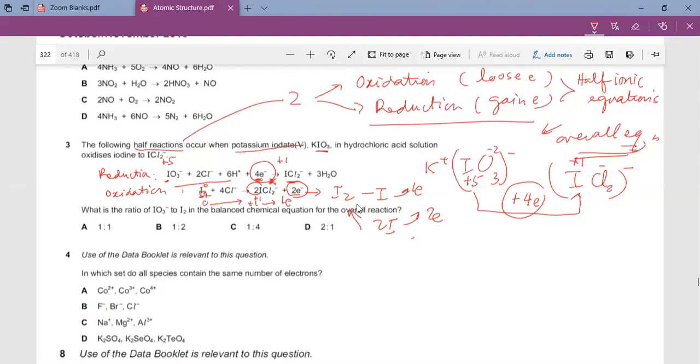Okay? Now they ask you, the following half reactions occur when potassium iodate is in HCl solution. This two here. What is the ratio of IO3 here to I2 in a balanced chemical equation? That means for the overall equation, so these two, now you add up everything here.